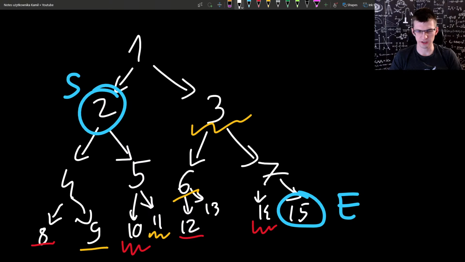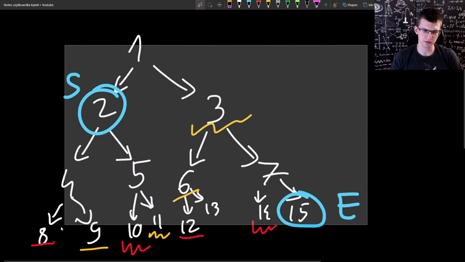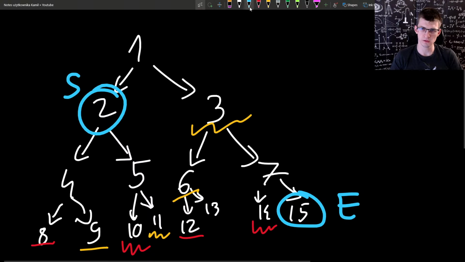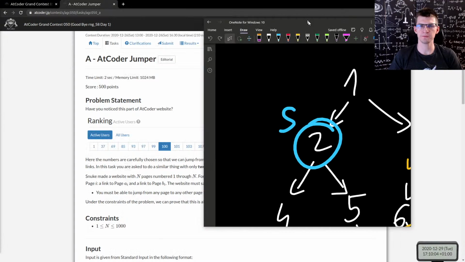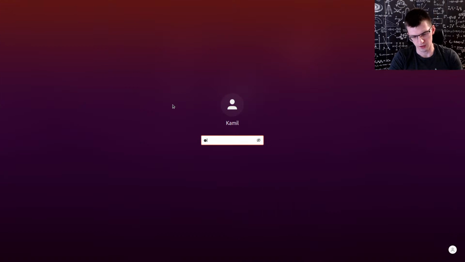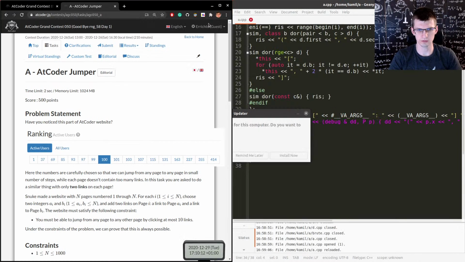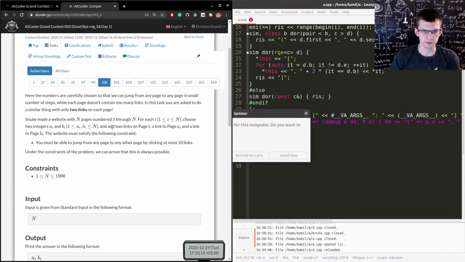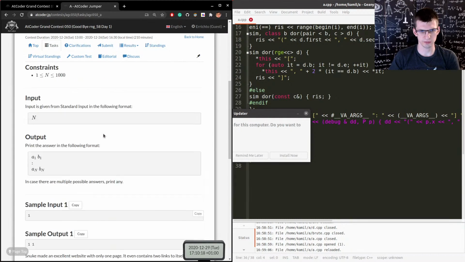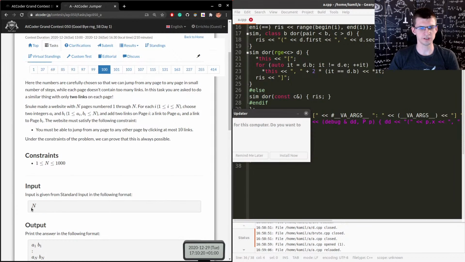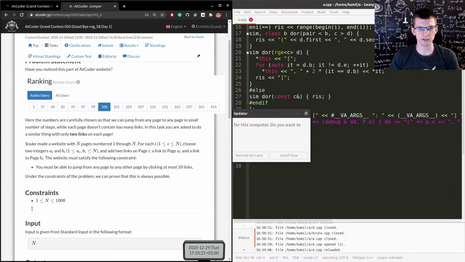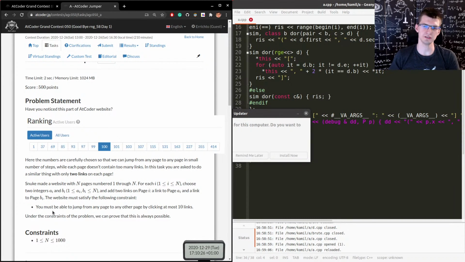Can I do something different than this kind of binary tree thing? Once again, the statement is this. You're given a single integer n. You need to create a graph with vertices 1 through n. From every vertex, you need to put 2 directed edges, so that from every vertex to every other vertex, you could get in 10 jumps, 10 being logarithm of n.